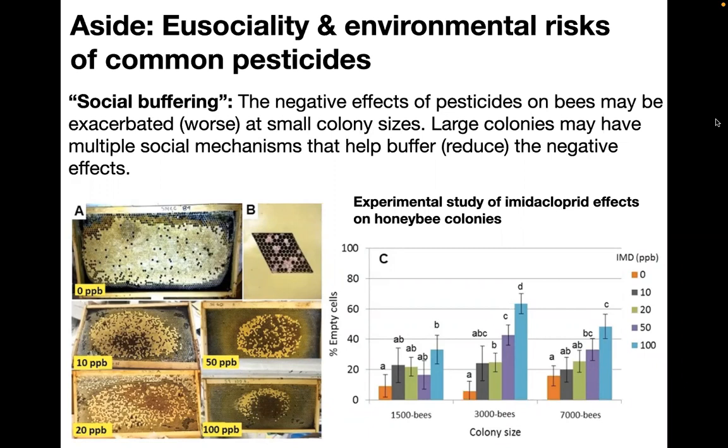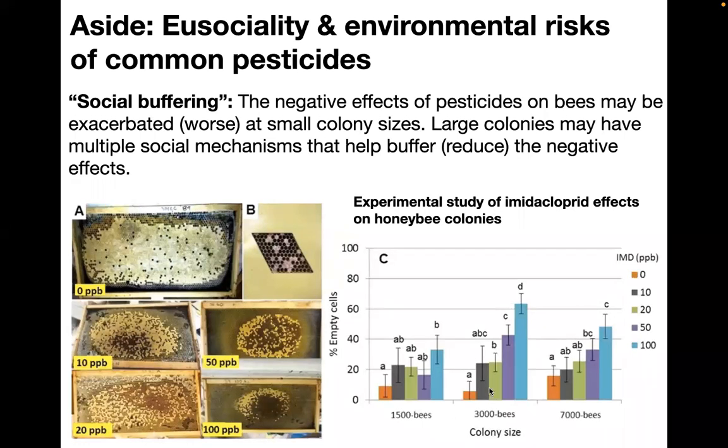And interestingly, it's been found that these pesticides have more negative effects on smaller colonies. So bees that are less social or live in a smaller group are less able to withstand or buffer themselves from the effects of pesticide. And so these are data from an experiment where the researchers manipulated the amount of pesticide, IMD, on different bees that were put experimentally into different colony sizes.